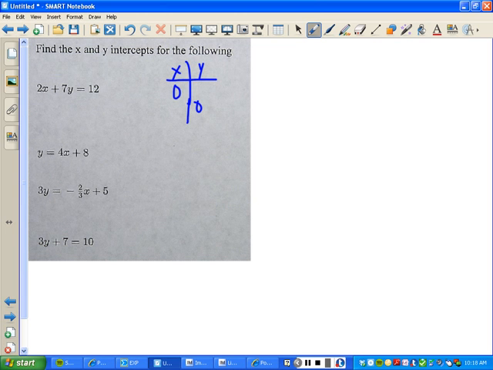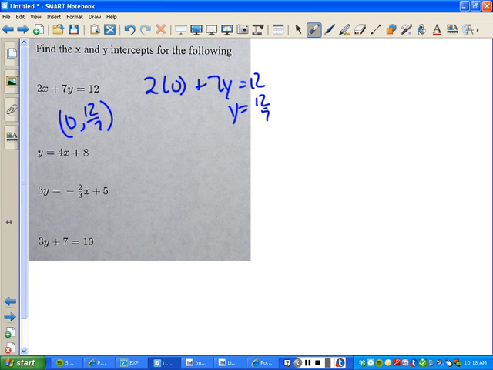So for the first one, we're going to plug in X is 0. So we're going to get 2 times 0 plus 7Y equals 12. And then we solve. So Y is equal to 12 sevenths. That's your Y-intercept. To get the X-intercept, you plug in Y is 0, so you get 2X plus 7 times 0 equals 12. So 2X equals 12, and that gives us an X-intercept of 6. So we have a Y-intercept of 0, 12 sevenths. We have an X-intercept of 6, 0.